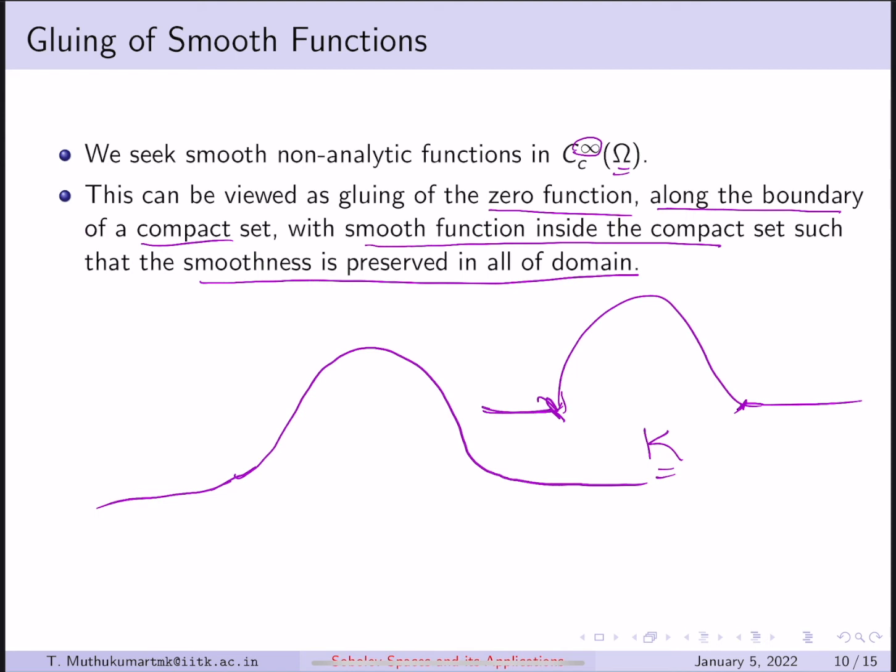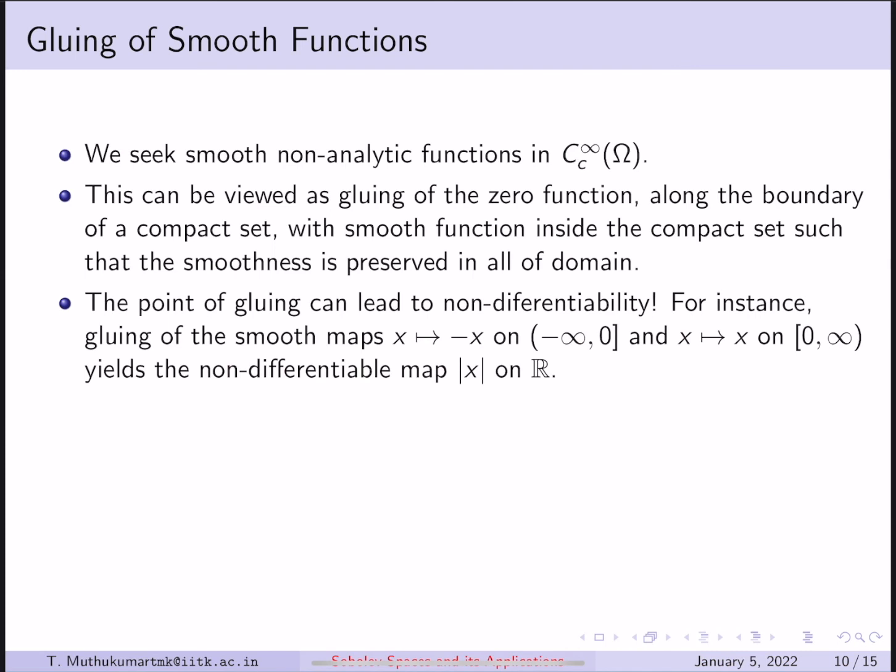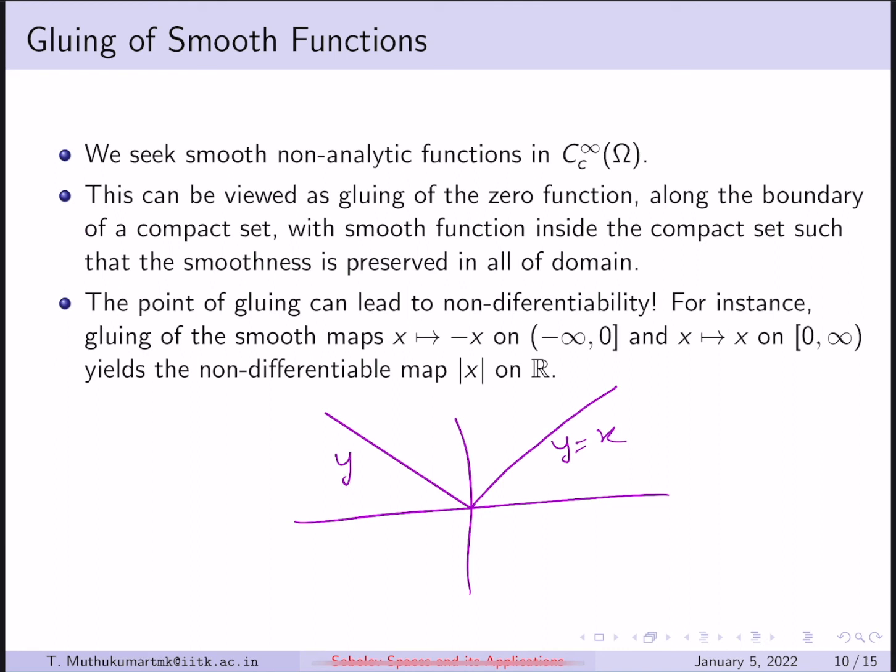And that's not a very easy thing to do, because for instance, I can take on the positive real line y equal to x, and on the negative real line y equal to minus x. And I can join them here. This is like gluing two functions. This is the y equal to x function, and this is the y equal to minus x function. I have glued them together at the point 0, and what do I get? A non-differentiable map, which is mod x.